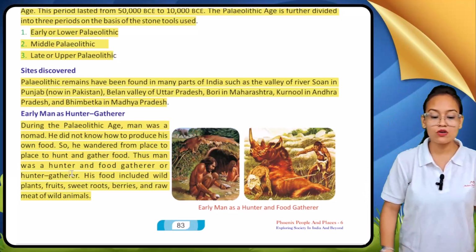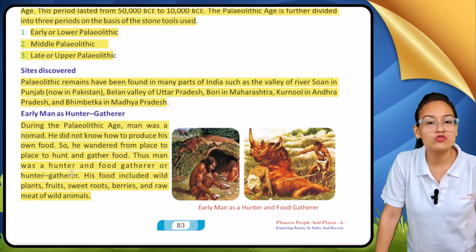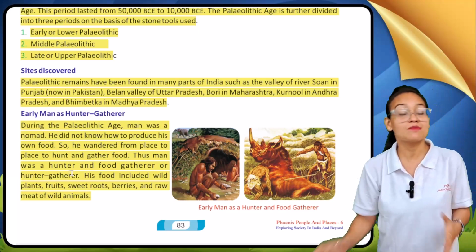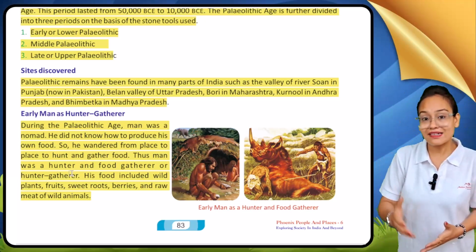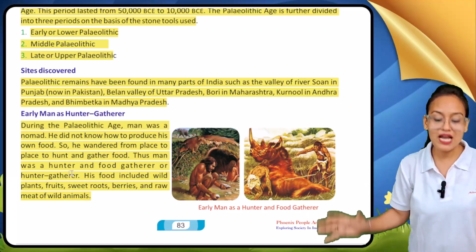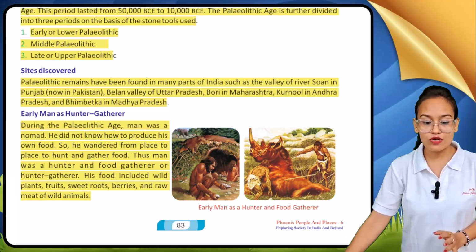Now, what kind of food did early man eat? Here you can see they used to eat wild plants, sweet roots, berries, and raw meat. It means in the Stone Age, early man didn't learn that they could cook their food, because fire had not been discovered until then. That's why they ate raw meat of wild animals. So here you can see early man as a hunter and gatherer.